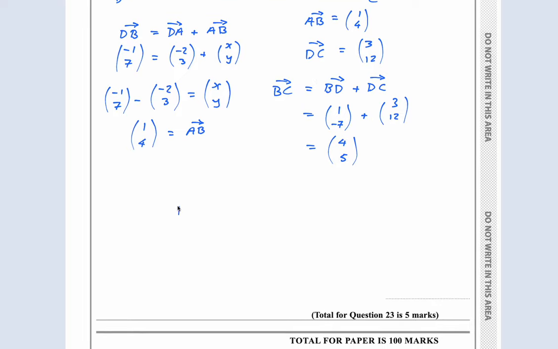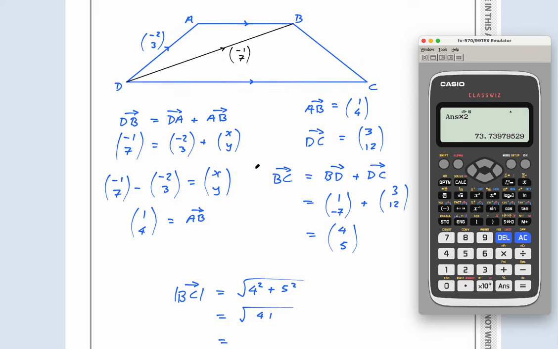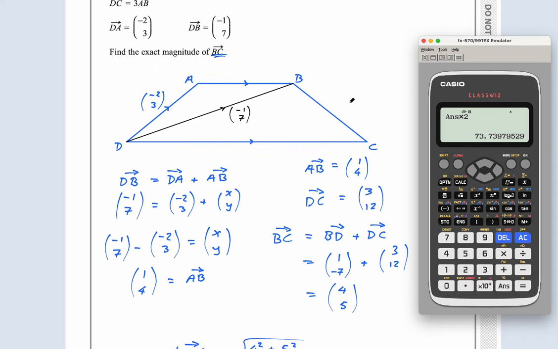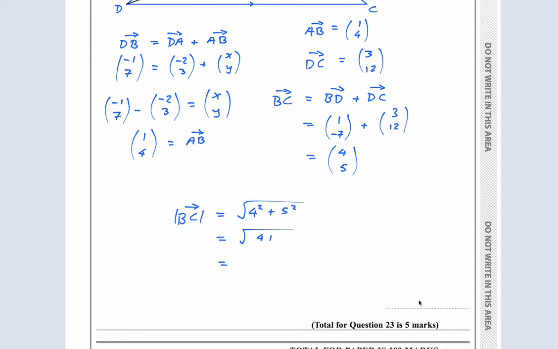All I need to do is get the magnitude of BC. The magnitude, I'm going to write like this. The magnitude of BC is equal to the square root, if you remember the magnitude formula, of 4 squared plus 5 squared, which is the square root of 16 plus 25, which is 41. And then the square root of 41, you can actually leave it like that, guys, if you want. Does it say the exact? Okay, sorry, you have to leave it like that, guys, because he wants the exact form. So just leave it as square root of 41.